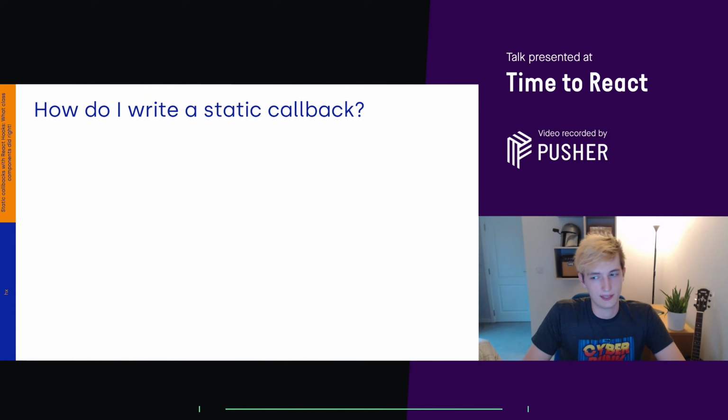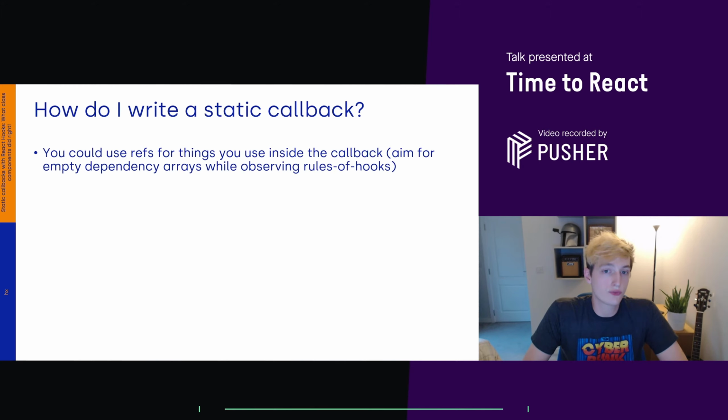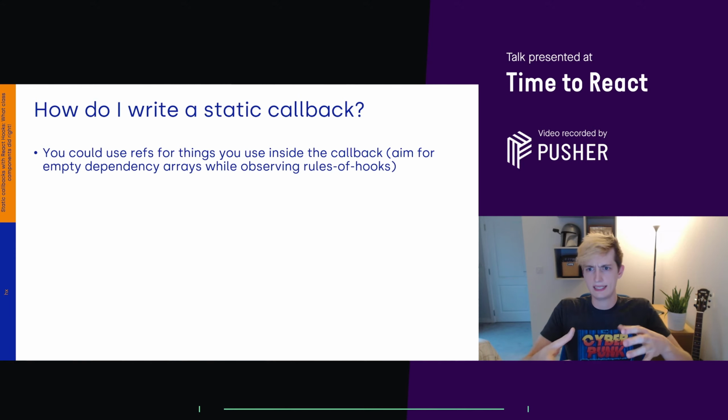So how do I write a static callback? Well, there are a few ways. You could use refs for things that you use inside the callback. Say you have some props or some state. You could create a ref with an object in it and assign the props and state into it every time the render runs, and then go into your useCallback and just pick it out of the ref. And that would work, and that's a good workaround.